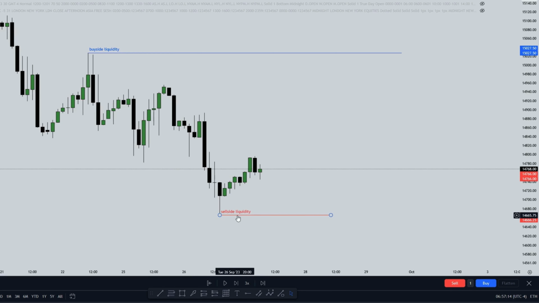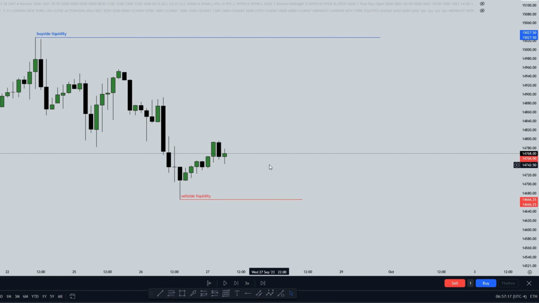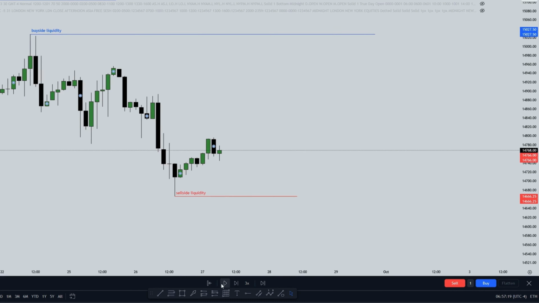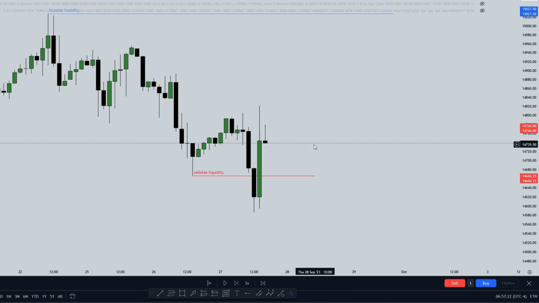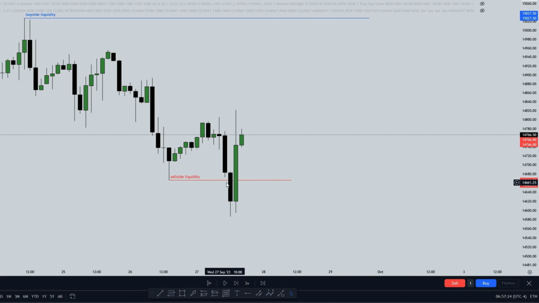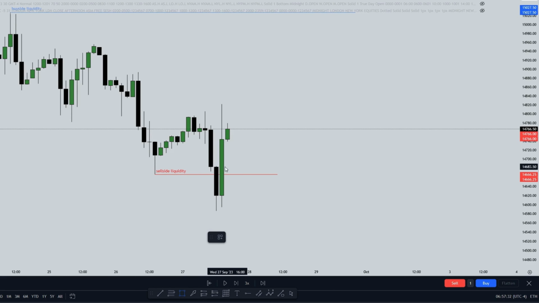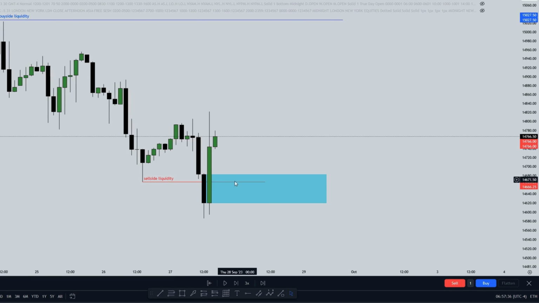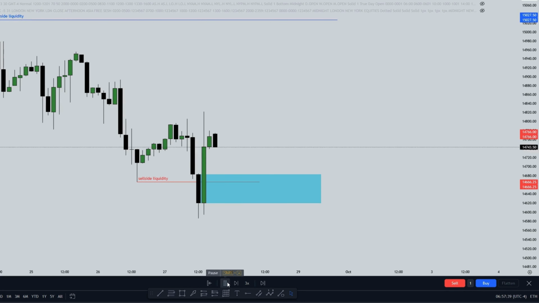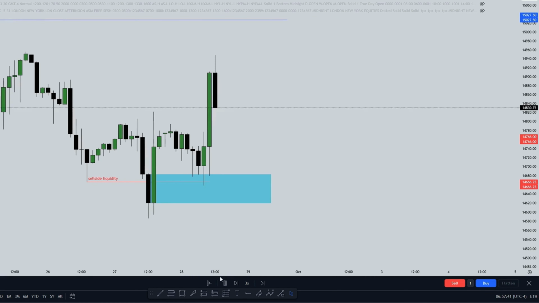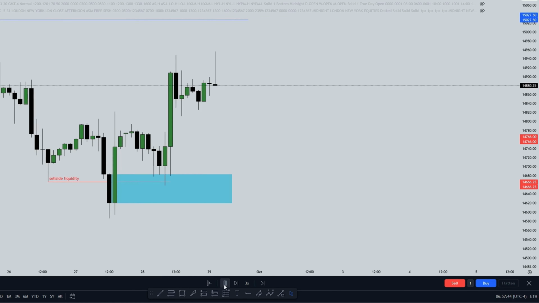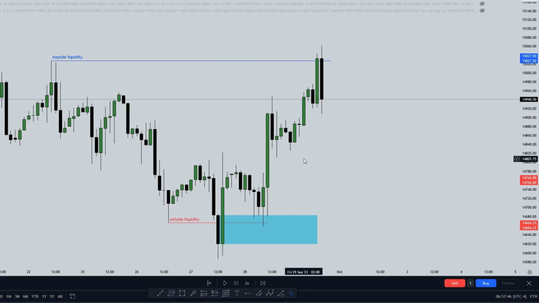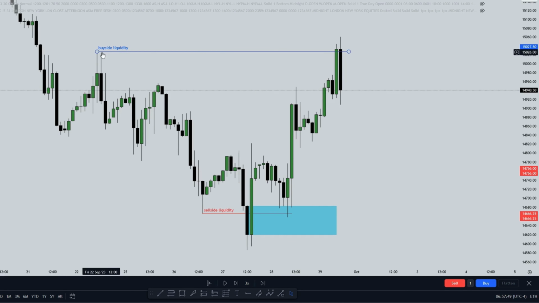And as you see, we have our low and our high. So let's see whenever we take out one of these. So we start by taking out this low. And as you see, we get a close below this low, but then a close back into the range again. So now this is our order block. So let's see what happens whenever we touch this order block. So as you see, we end up taking out this buy-side liquidity.